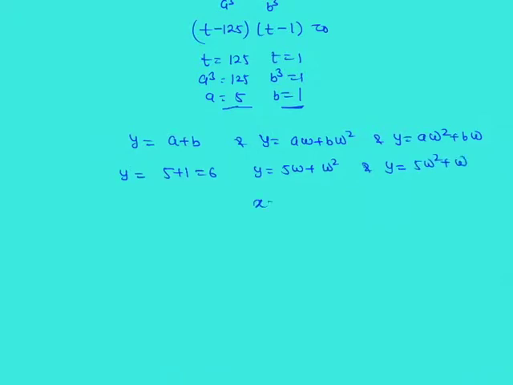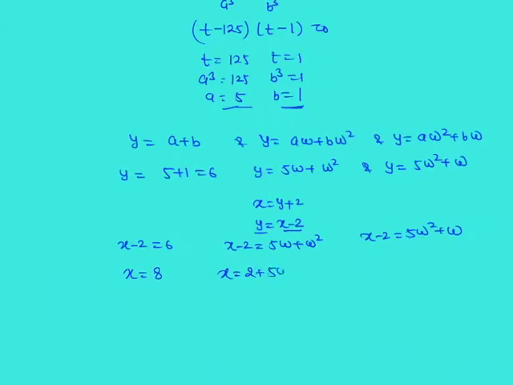Now x is y plus 2. So from here we will get y equal to x minus 2. If I put y value, we will get x minus 2 equal to 6, x minus 2 equal to 5 omega plus omega square, and x minus 2 equal to 5 omega square plus omega. So x value will be 8, x equal to 2 plus 5 omega plus omega square, and x value is what? 2 plus 5 omega square plus omega.